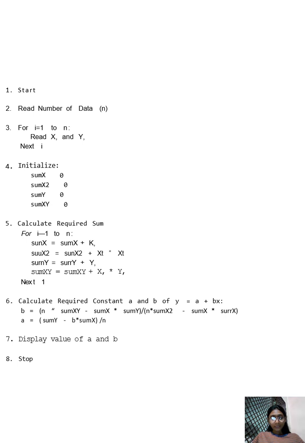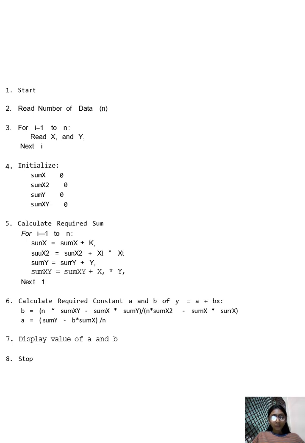Sum of x is equal to sum of x plus xi and sum of x2 is equal to sum of x2 plus xi into xi. And sum y is equal to sum y plus yi. And sum of xy is equal to sum of xy plus xi into yi.